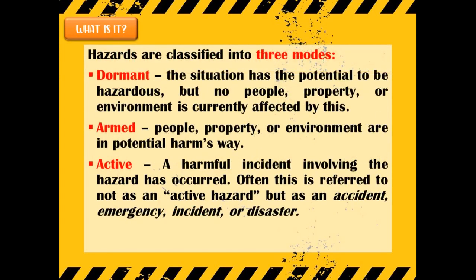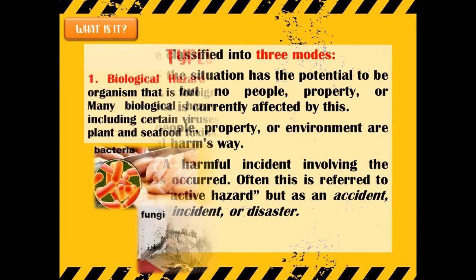Hazards are classified into 3 modes: dormant, armed, and active. Dormant, the situation has the potential to be hazardous, but no people, property, or environment is currently affected by this. Armed, people, property, or environment are in potential harm's way. Active, a harmful incident involving the hazard has occurred. Often, this is referred to not as an active hazard, but as an accident, emergency, incident, or disaster.